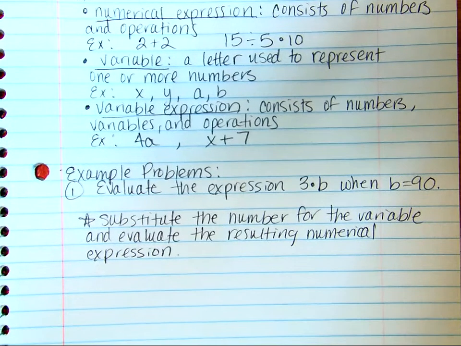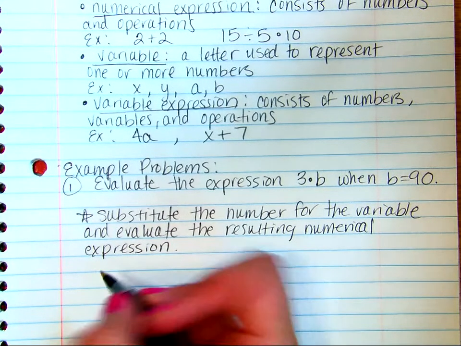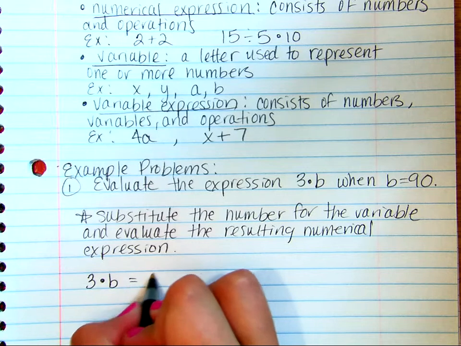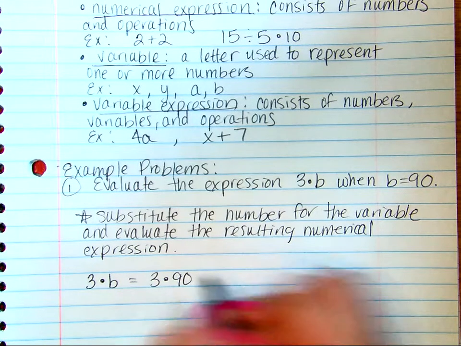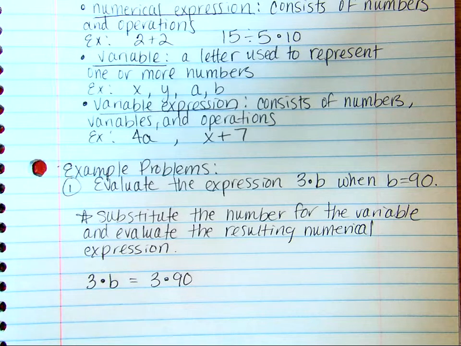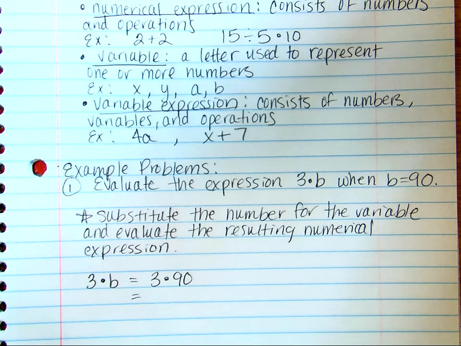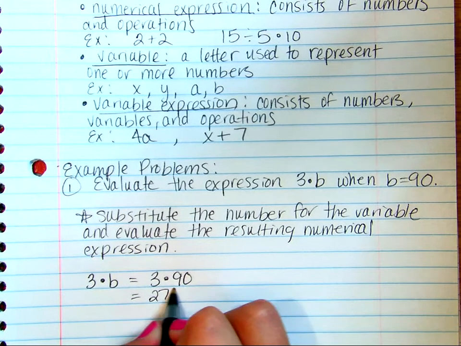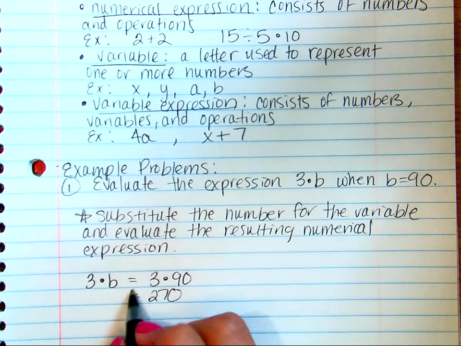All right. So our variable expression we were given was 3 times b. It's now going to become 3 times 90 because they told us b was 90. So I substituted. And then simply evaluate that numerical expression. So 3 times 90, well, I know 3 times 9 is 27. So 3 times 90, 270. And I'm done.